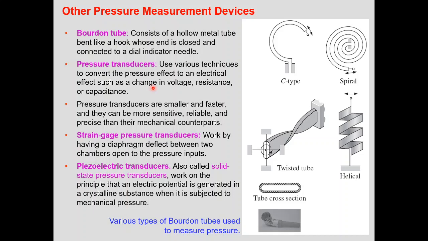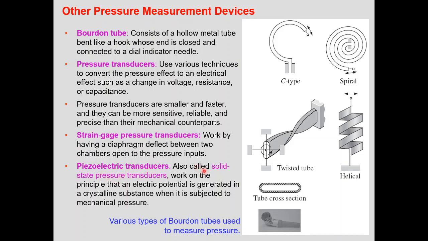Other type is the strain gauge pressure transducer. It works by having a diaphragm deflect between two chambers open to the pressure input. So as the diaphragm elongates, the strain gauge can measure the elongation, and then will give the pressure at the place.